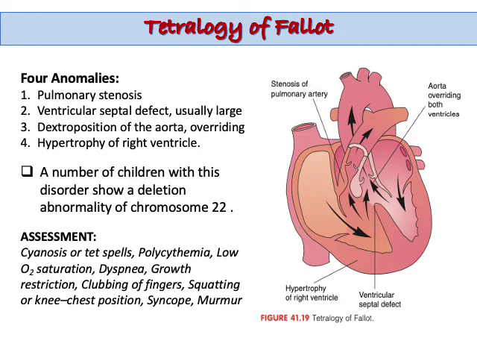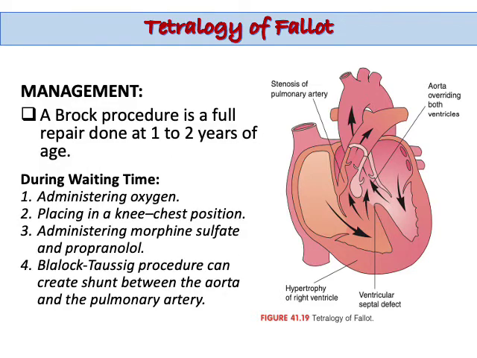Tetralogy of Fallot involves 4 anomalies: pulmonary stenosis, VSD, dextroposition of the aorta, and hypertrophy of the right ventricle. A number of children with TOF show a deletion abnormality of chromosome 22. The following are the assessment findings. Management is a Brock procedure done at 1 to 2 years of age.